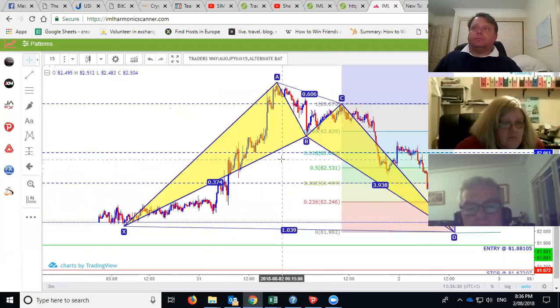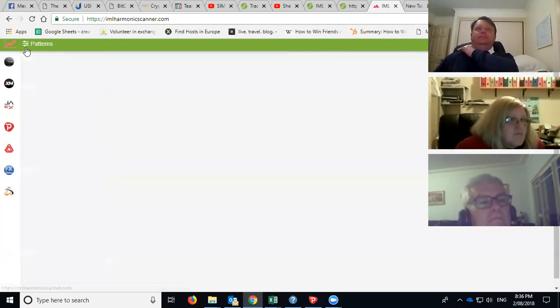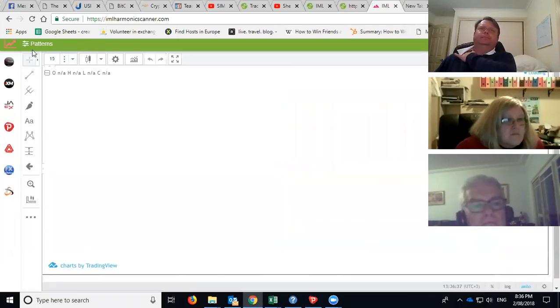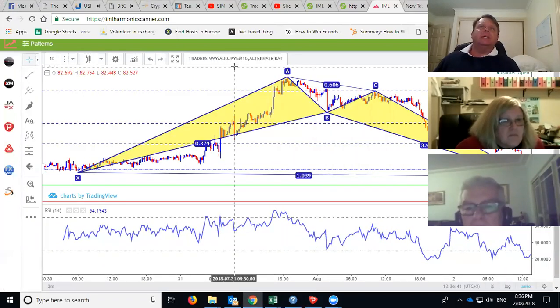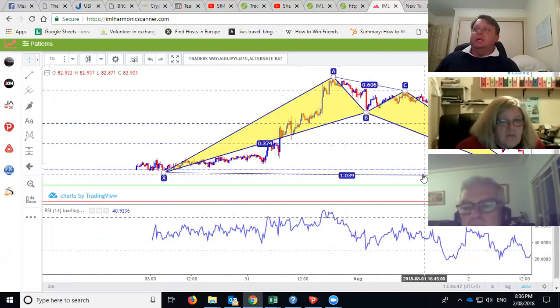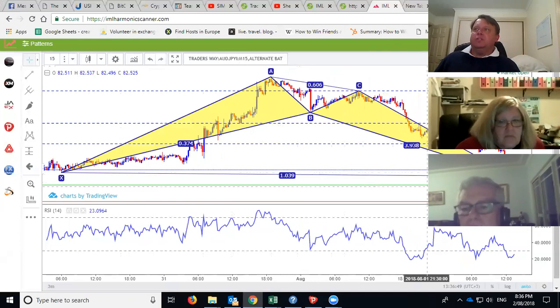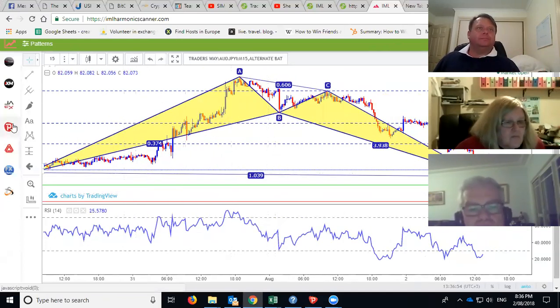Literally we can just refresh the screen and see if any more have popped up in that time. No, it's still the same one, AUDJPY. That's the most recent one, but as you can see, there's still a bit of distance before that trade actually happens. So let's go and have a look at the one that came out before this one.